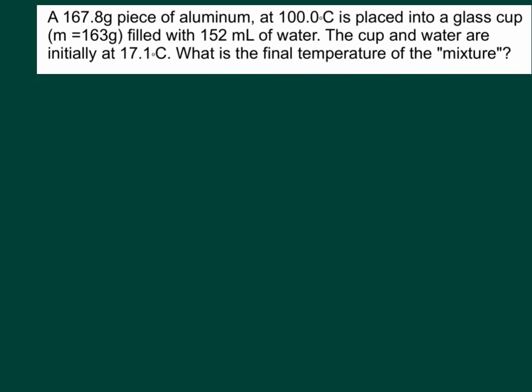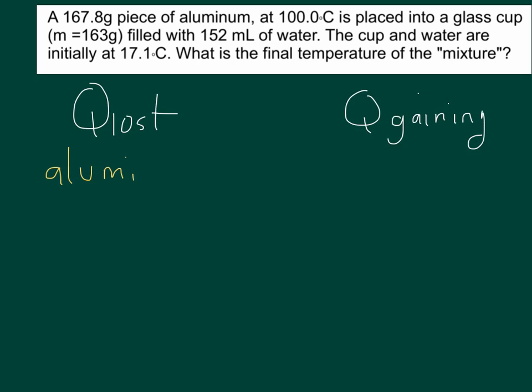So let's first identify both sides of our relation. So Q lost, this would be the aluminum, and Q gain would be the cup or the glass and the water.